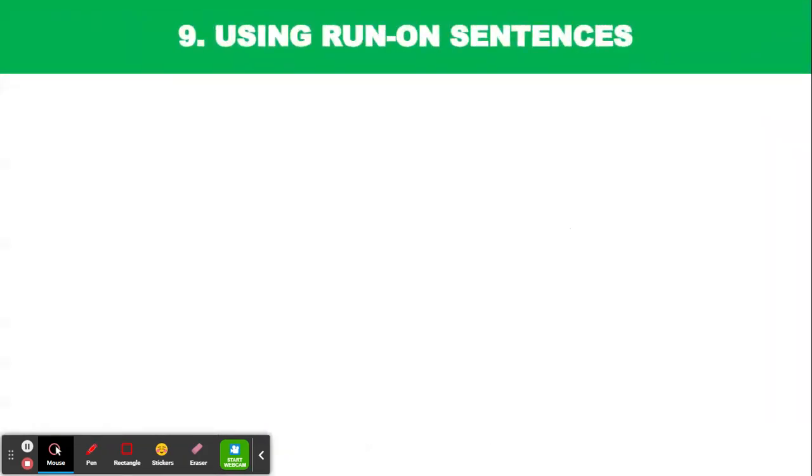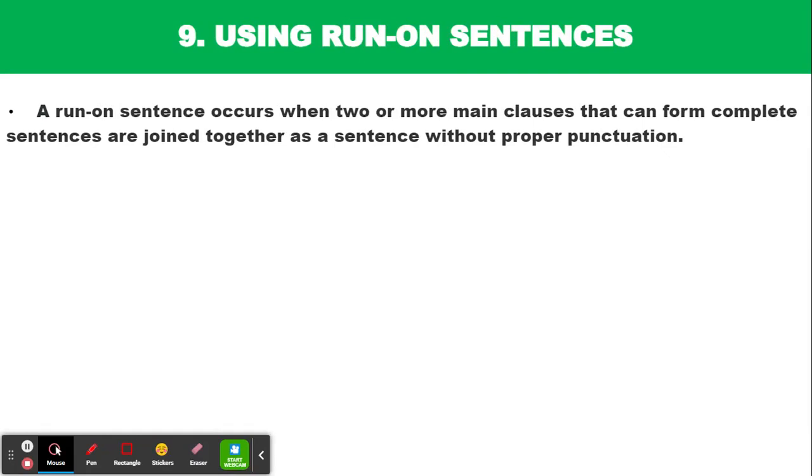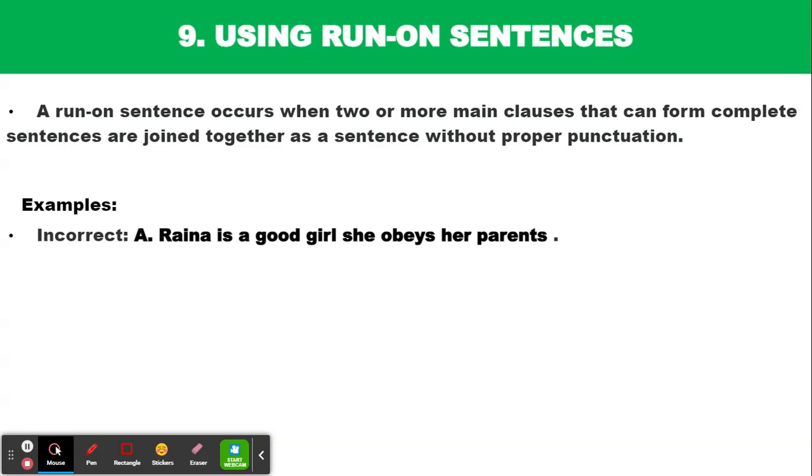Number 9, using run-on sentences. A run-on sentence occurs when 2 or more main clauses that can form complete sentences are joined together as a sentence without proper punctuation. For example, "Raina is a good girl, she obeys her parents." You see, these are 2 complete ideas and there's no proper punctuation to separate the 2.